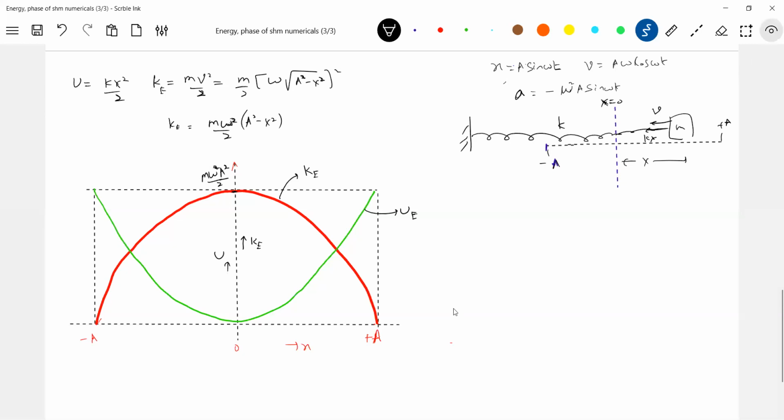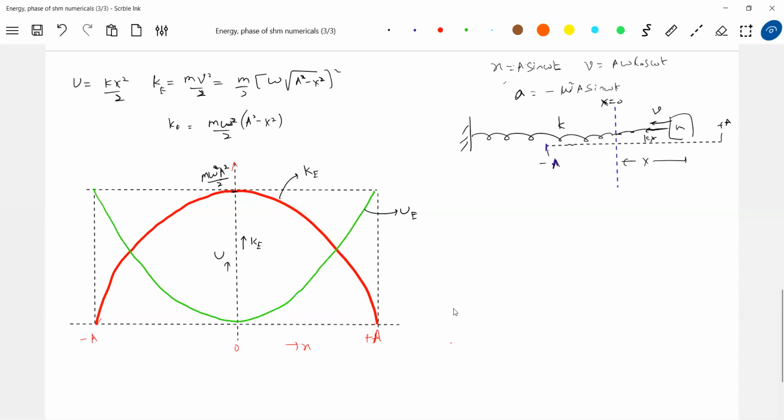So when the block is executing SHM, potential energy will be minimum at the mean position. You know the spring block system. At mean position, no compression, no elongation, so the elastic potential energy of the spring will be 0. Therefore, if a block executes SHM, at mean position it will have minimum potential, and in the given situation it is 0. At the extreme point, maximum elongation or compression, elastic potential is maximum, and the block at the extreme point will be at rest. So kinetic energy will be 0. Look at this kinetic energy curve.